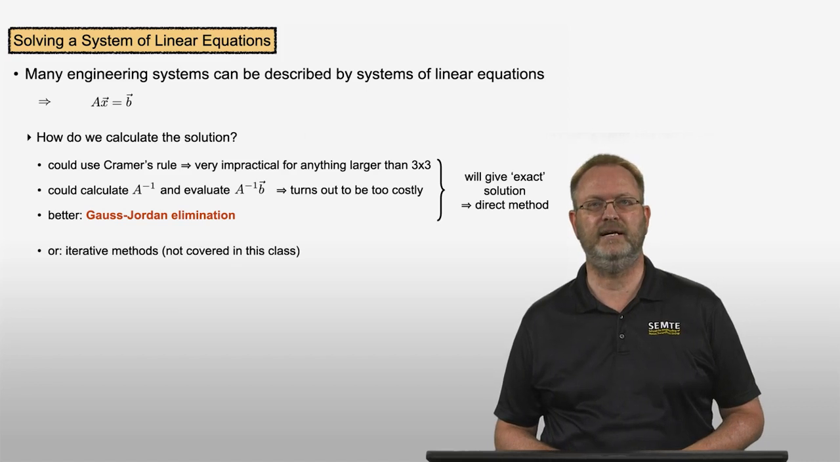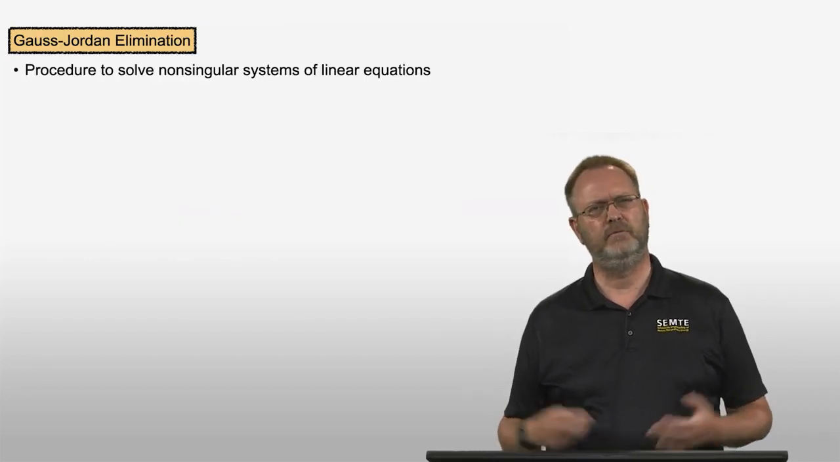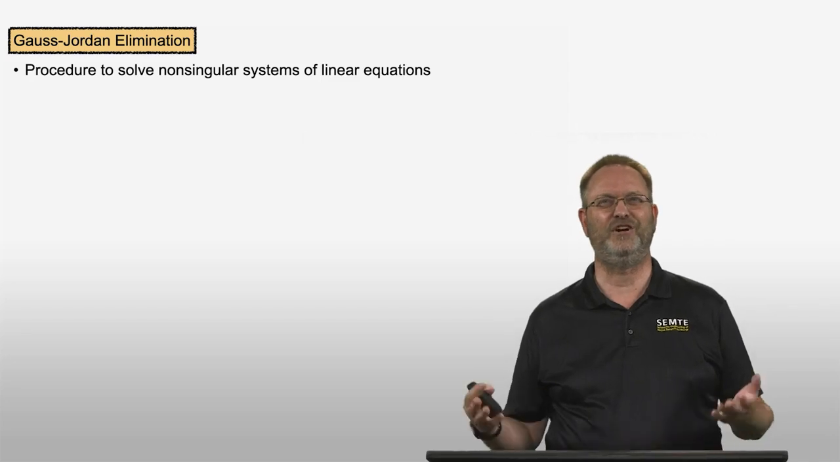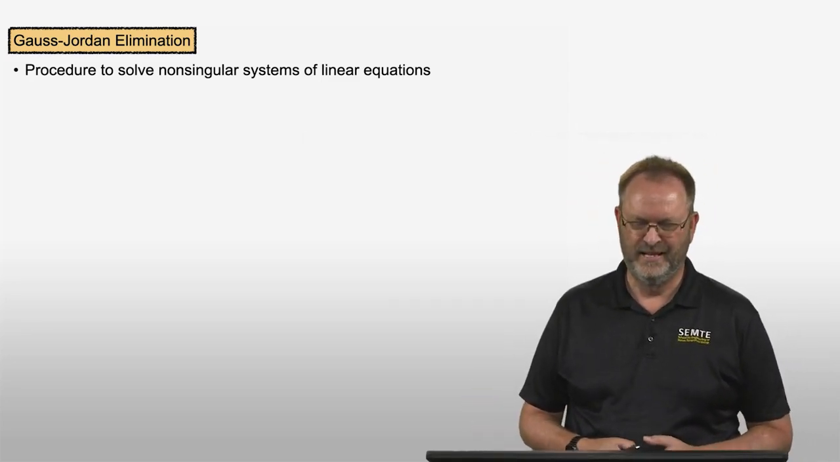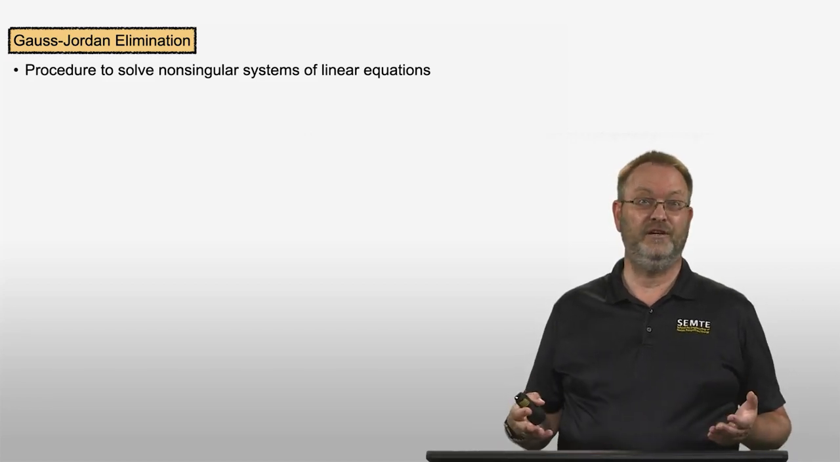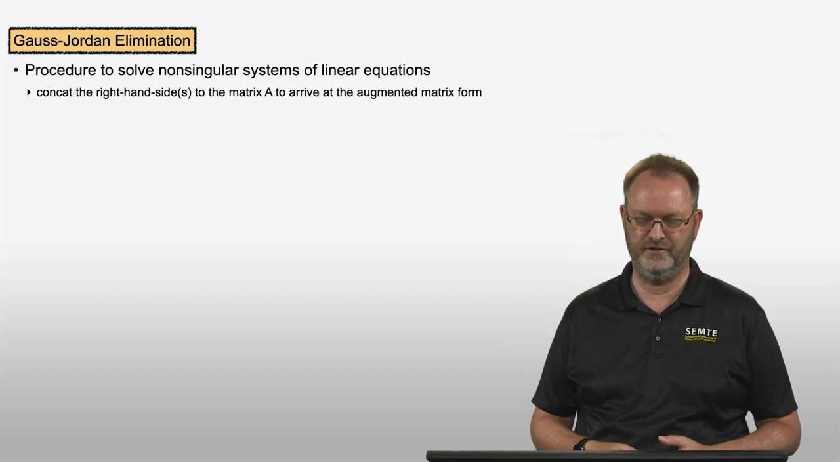Okay, so let's do an example. Before we do the example, let's actually talk about the Gauss-Jordan elimination algorithm. It's a procedure to solve non-singular systems of linear equations.